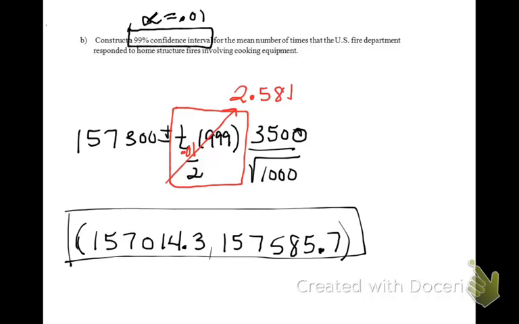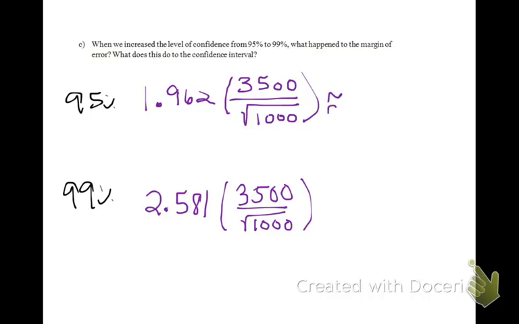Here's our 99% confidence interval, and the margin of error comes from everything after the plus minus. So 2.581 was the new t-value. So you could say this margin of error is about 217, and this margin of error is about 285.